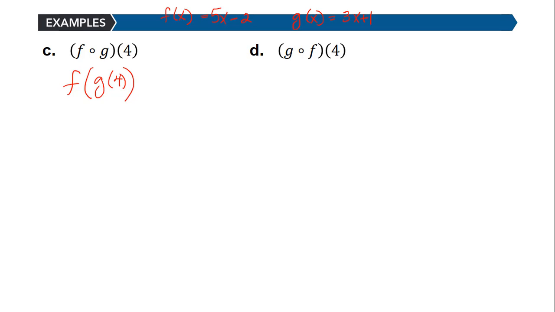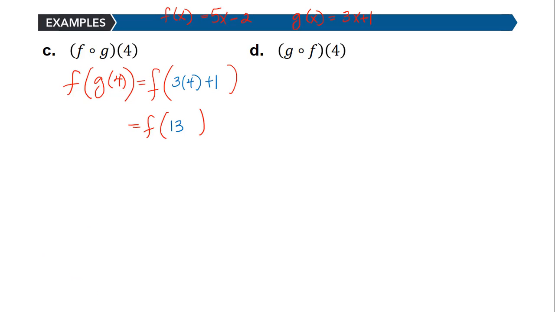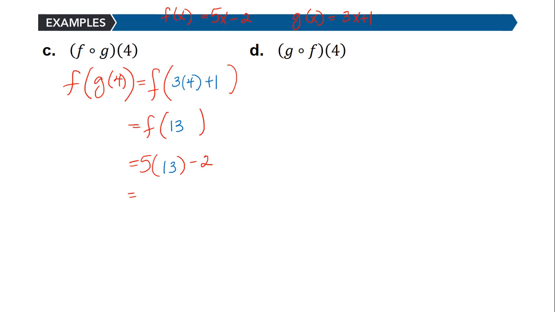So one way that I could do this problem is I could figure out what g of 4 is. And so if we think about what is g of 4, g of 4 means to plug 4 into the function g in place of x. So that would actually be 3 times 4 plus 1, which is f of, well, 3 times 4 is 12 plus 1 is 13. So f of 13 would be, now we plug 13 in place of x into the function f, so this would be 5 times 13 minus 2. And when we simplify that, what is that, 65 minus 2, or 63.